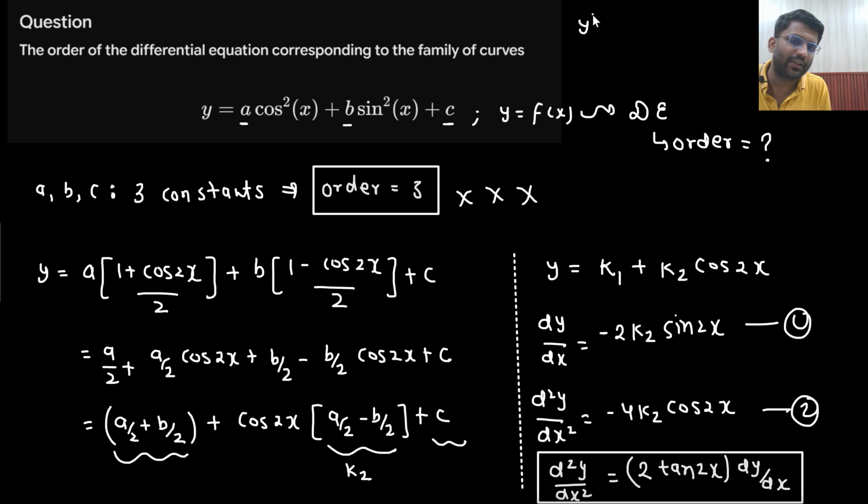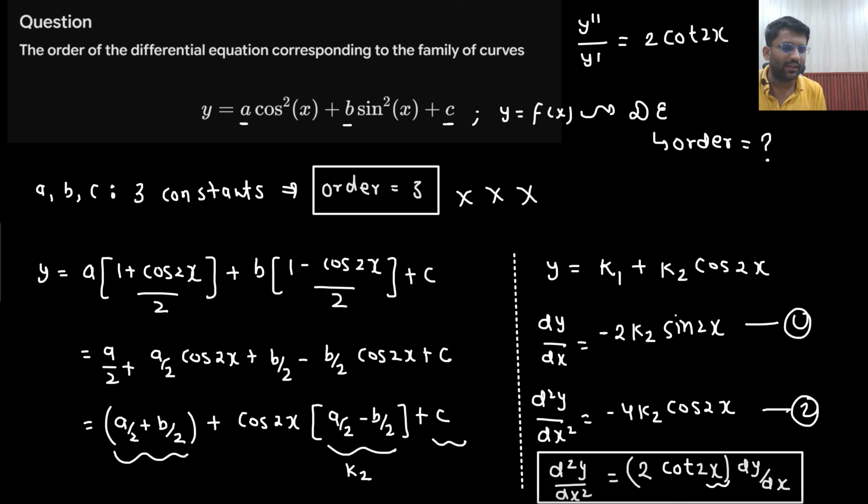I am writing d2y by dx2 as y double dash, dy by dx as y dash. Y dash means y is differentiated 1 time. Y double dash means y is differentiated 2 times. That would be equal to, minus minus sign will get cancelled out. 4 divided by 2 would be 2. K2 will get cancelled out. cos 2x divided by sin 2x will become cot 2x. Sorry guys, it will become cot 2x. That's it. So y double dash equals 2 cot 2x y dash.